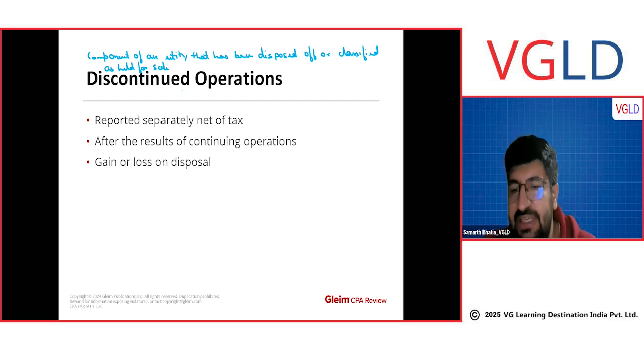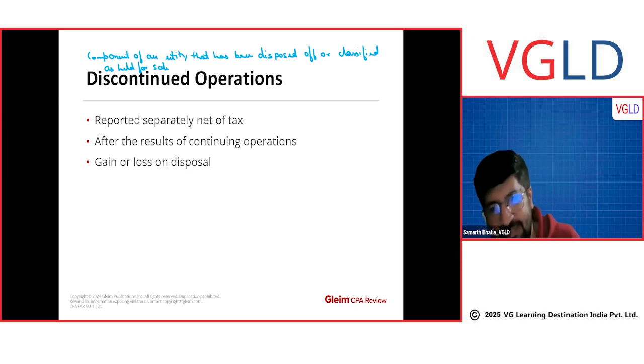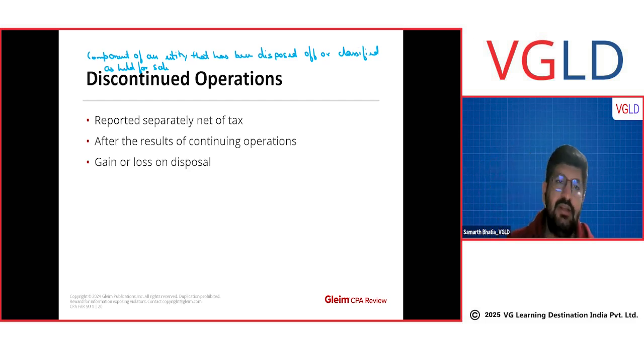Now when it comes to the presentation on the income statement, discontinued operation is reported below the income from continuing operation, after the results of continuing operation have been disclosed. Whatever items we have in the discontinued operation will be reported separately, net of tax.